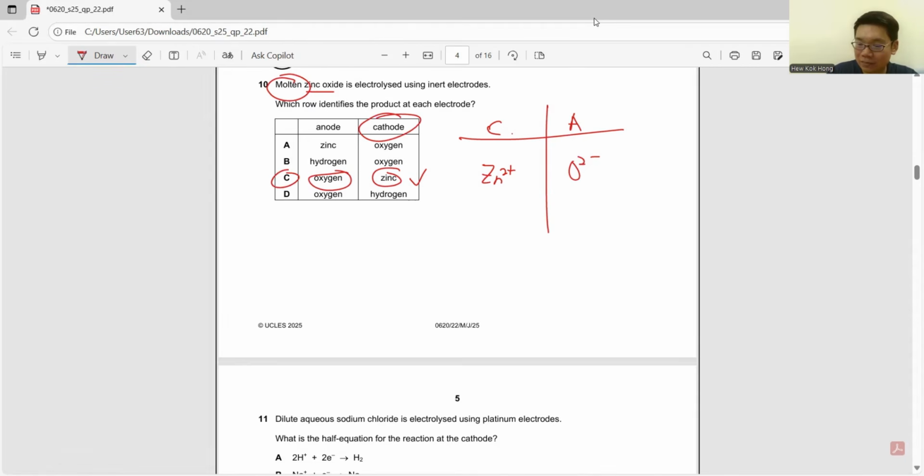10 is C. Why here we do not need to choose OH and H is because it's not the aqueous situation. Molten is the easiest because they only have one cation and one anion. Directly discharge them.